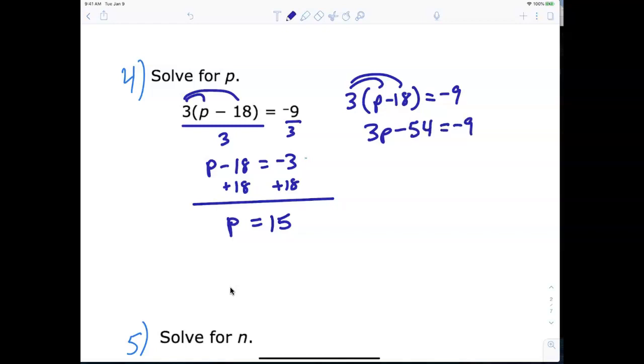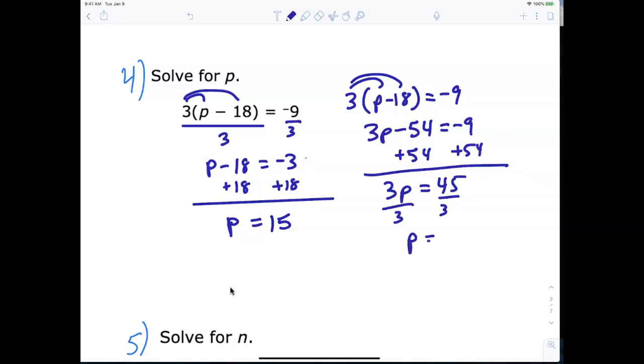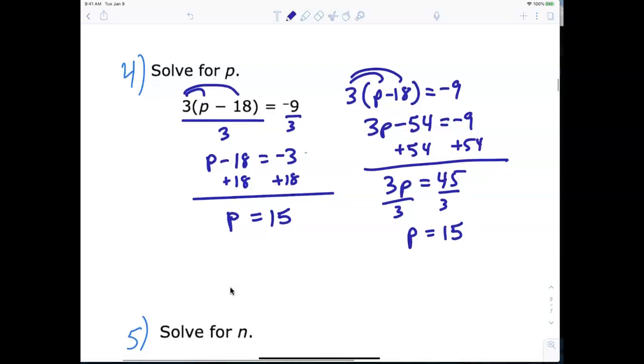Alright, and then add 54 to both sides. And then we get 3p equals 45. Now we divide both sides by 3. Excuse me. So p is equal to 15. All right. So those are just two different techniques. Ultimately we get the same answer.